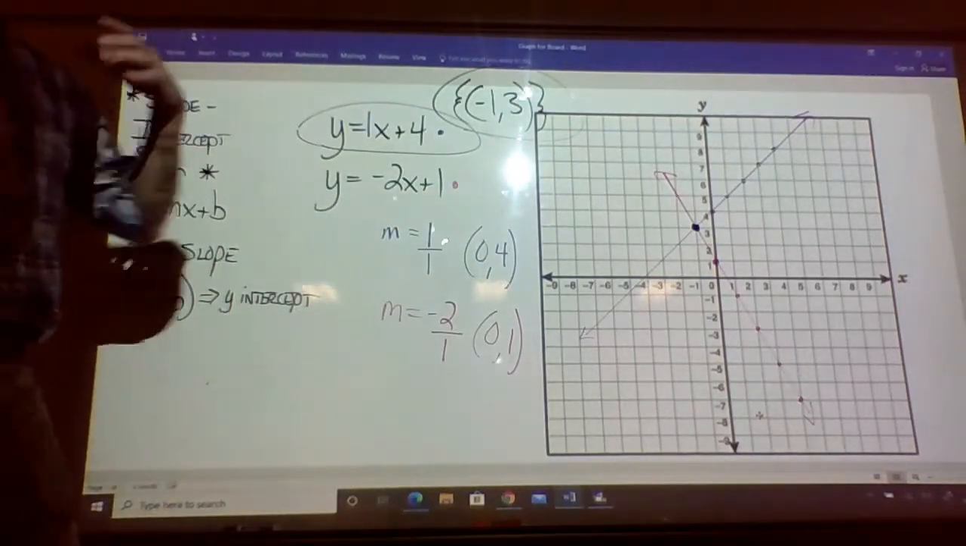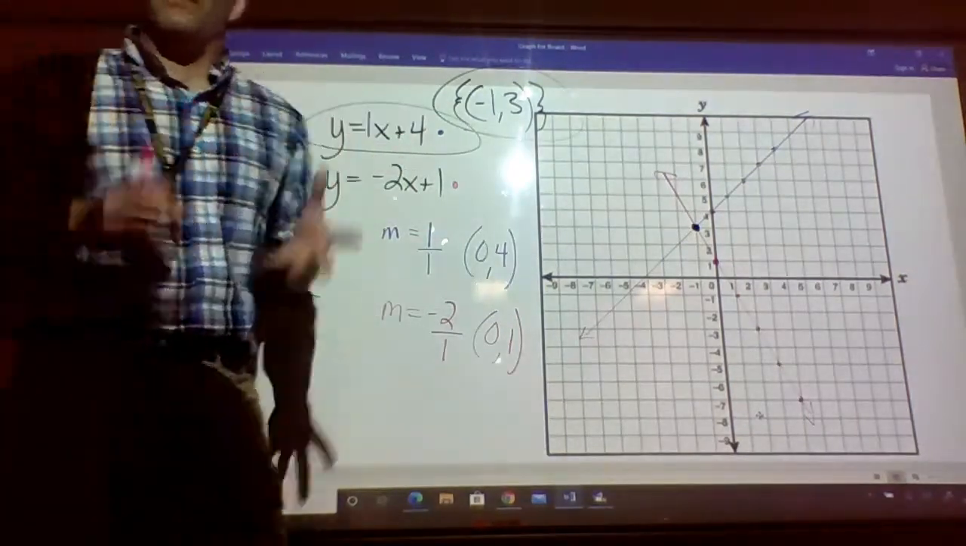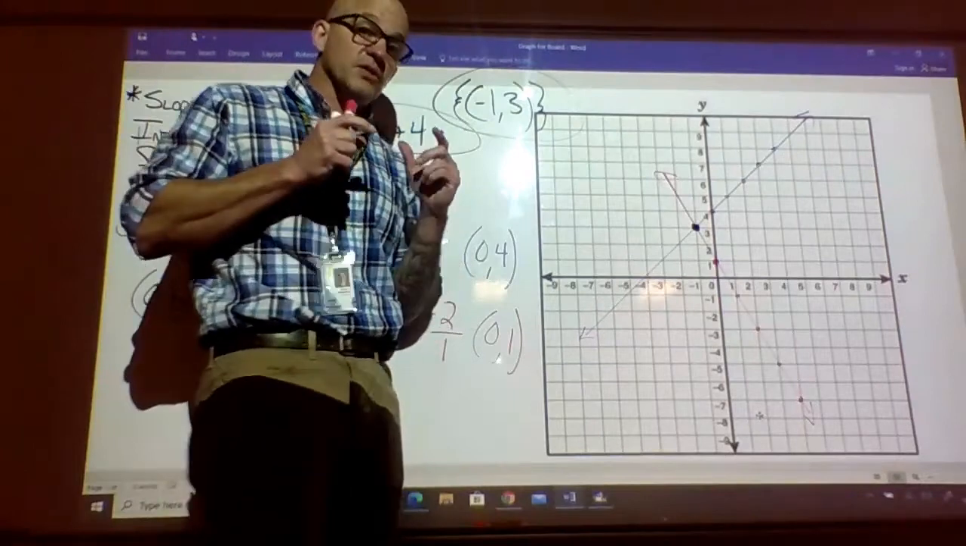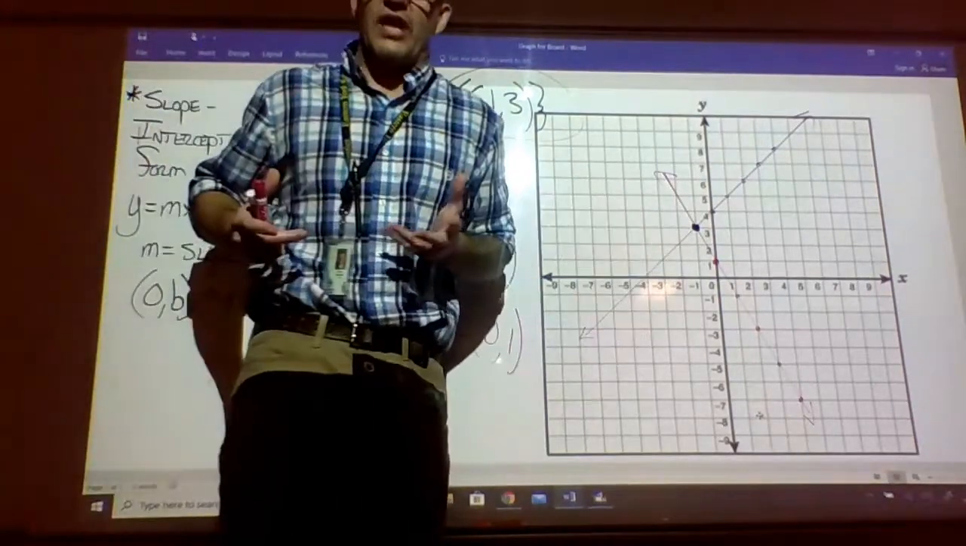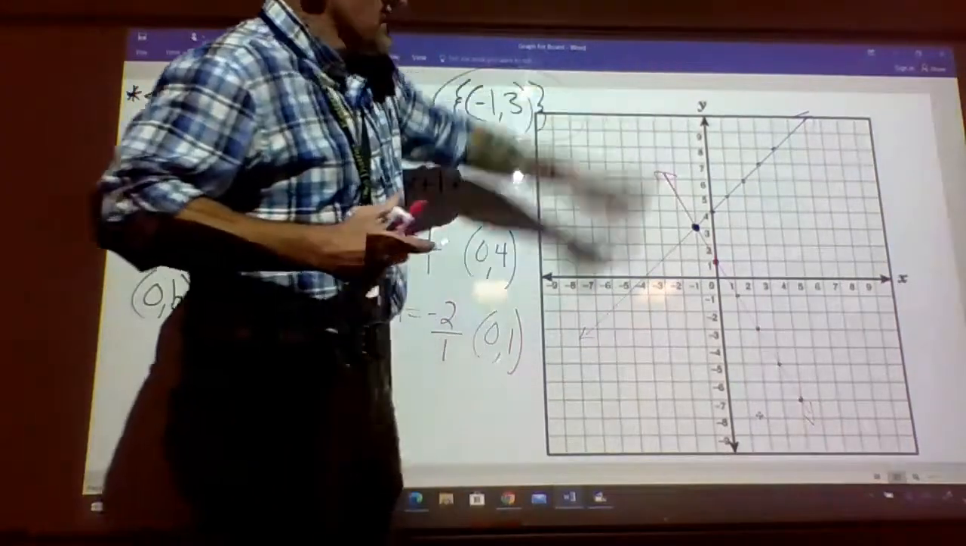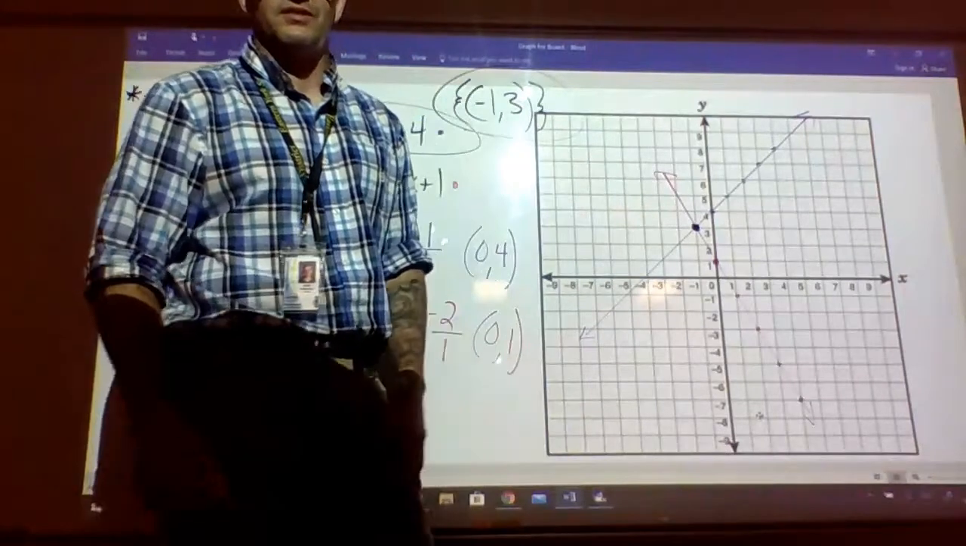Okay? So recapping, all that we have here is two linear equations. They each have an infinite amount of solutions. If I want the solution to the system, I'm looking for the point that they both share. So all I do is graph each one of these and find that point of intersection. That's my solution to the system.